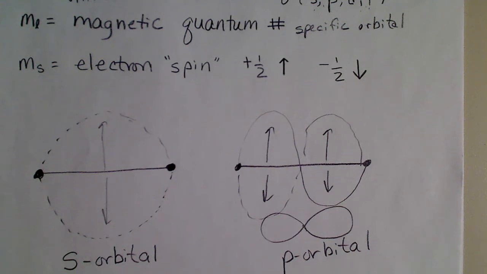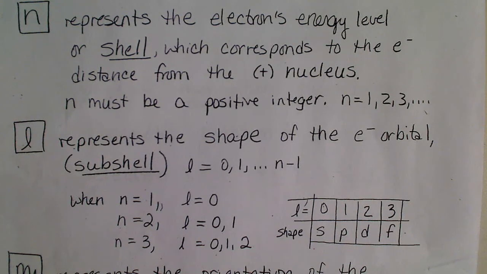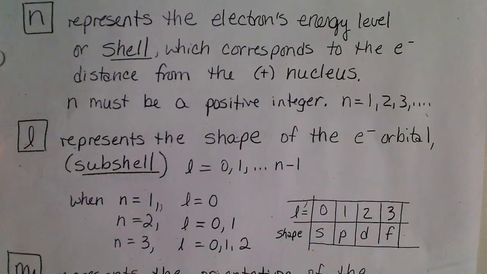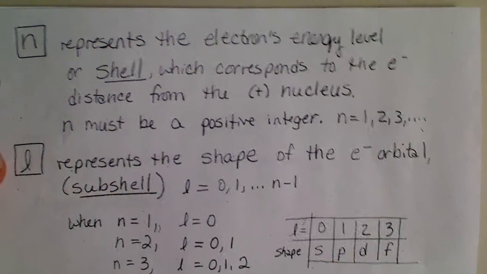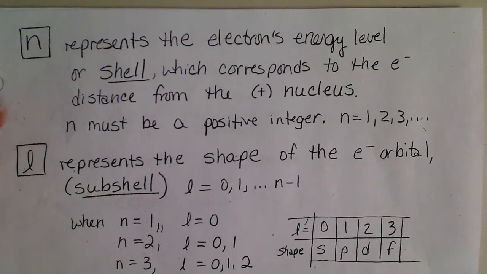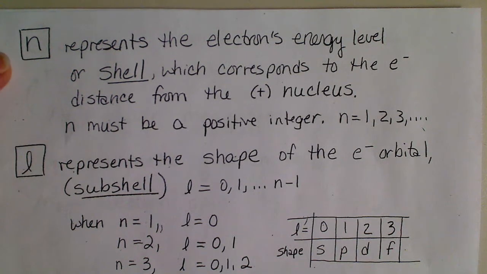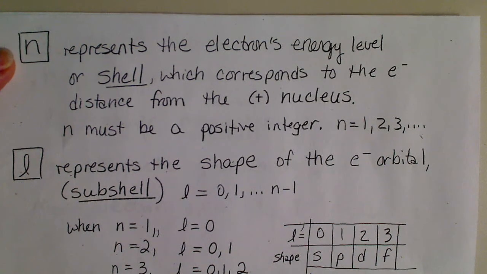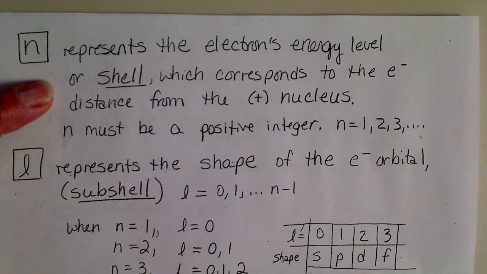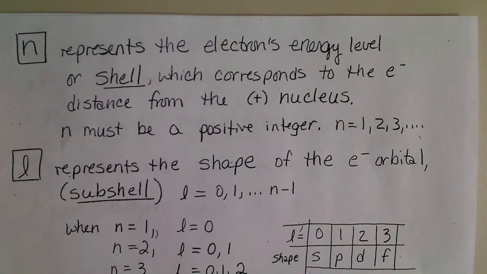So I'm going to go to another slide and look specifically at these quantum numbers and the rules for them. And again, the rules come out of what is possible mathematically. So we didn't make the rules, but the math limits certain values. These quantum numbers, N, L, and M sub L, are of course letters, but they represent the quantum numbers. N represents the electron's energy level. Sometimes we call that a shell, and that corresponds to the distance that the electron is from the nucleus.